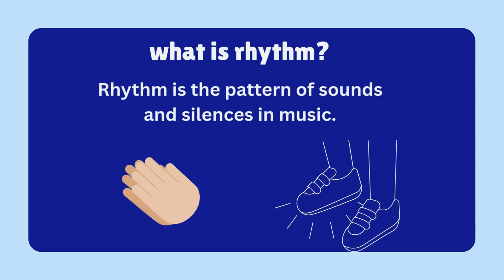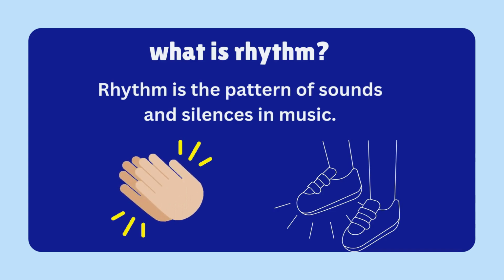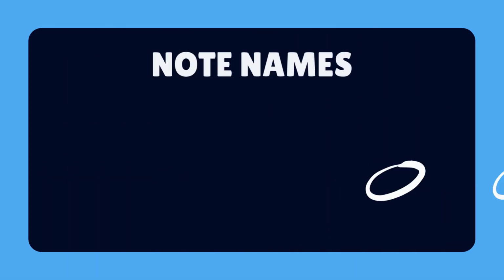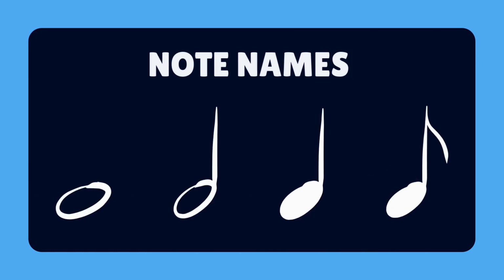First, we need to define rhythm. What is rhythm? Rhythm is the pattern of sounds and silences in music. Rhythm can be performed by clapping, tapping, or reciting the French rhythm names. In this presentation, we are going to learn about note values, the symbols, and the corresponding rests. Let's start with the music notes, their names, and the symbols.